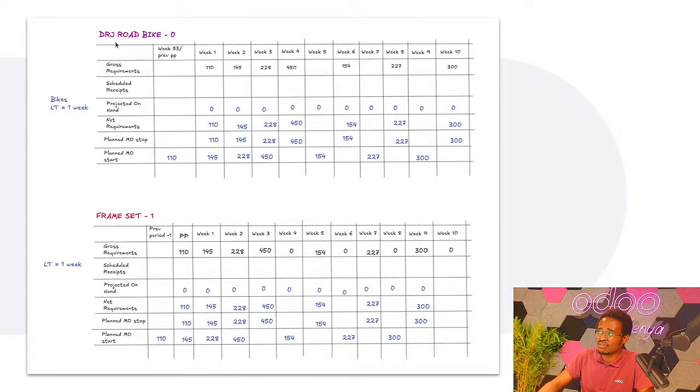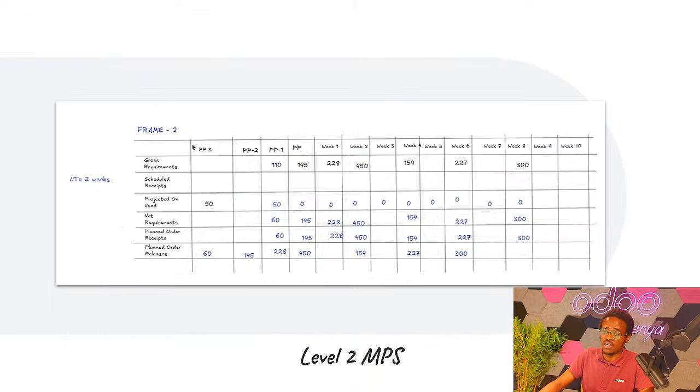This is our bike, that's a final assembly. It has its own MPS with its own pre-filled numbers. Now here, we know the product is a bicycle, but instead of delivery lead time, we have manufacturing lead time. And then of course we have our periods and our market demands. And then we have our level 1 MPS, and we also have our level 2 MPS. It takes time to make all of this.